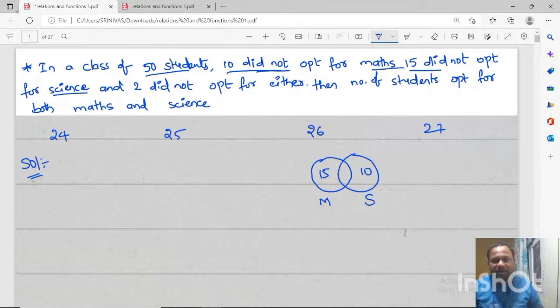Now here one more condition is there. Two did not opt for either. That means two persons did not opt for maths as well as science.